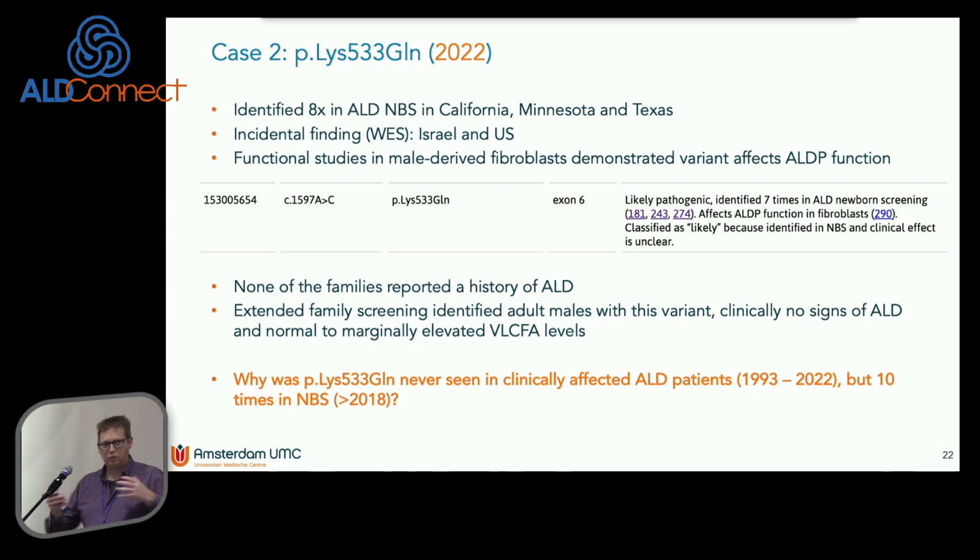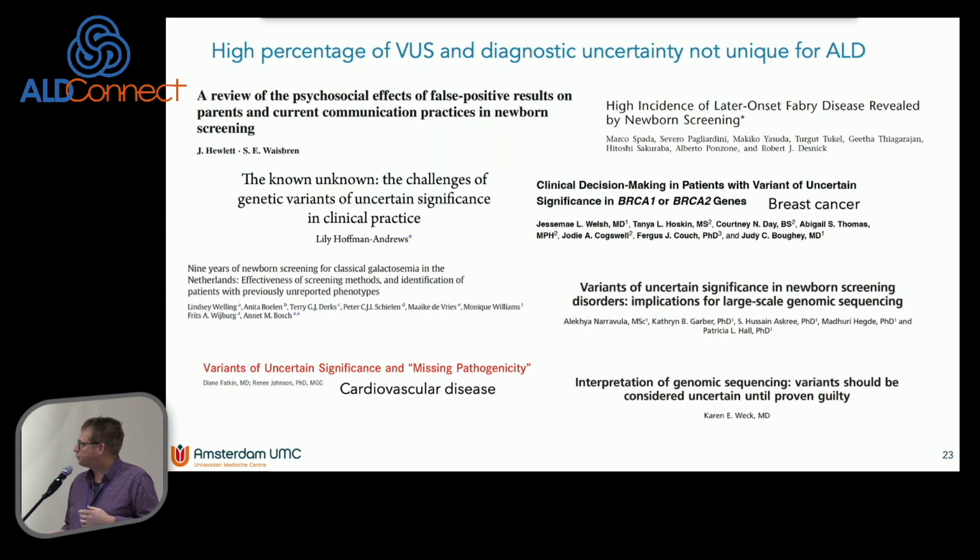This problem started, I think, in 2017, at the first ALD Connect meeting. It was the first time we talked about this, and it's been building up. And then you think, well, these variants of uncertain significance, is this unique to ALD? No, it's not. There are newborn screening programs in Italy for Fabry, and since the start of the screening for Fabry, they now find late onset forms that they do not want to find, because these individuals do not benefit from newborn screening.